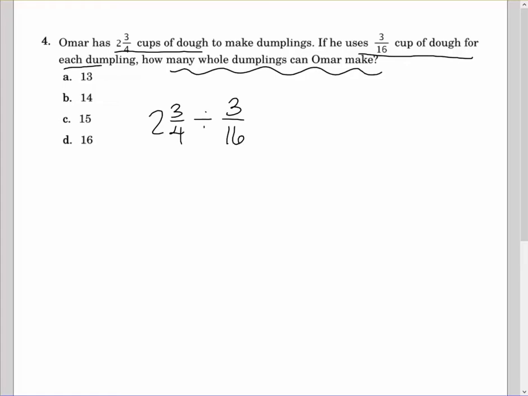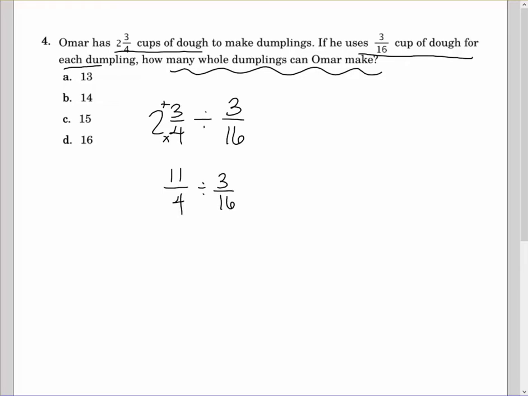So now that we have our setup correct, your next step is to get a numerator and a denominator. So we need to get rid of this mixed number. If you have whole numbers or mixed numbers, you need just a numerator and denominator. So to convert a mixed number, we multiply the denominator times the whole number. So 2 times 4 is 8, right? And then we add the numerator. So 8 plus 3 is 11. So 11/4 is the same as saying 2 wholes and 3/4 of another, divided by 3/16.